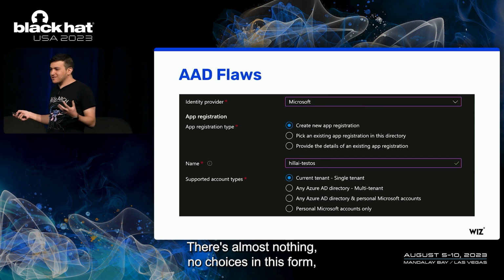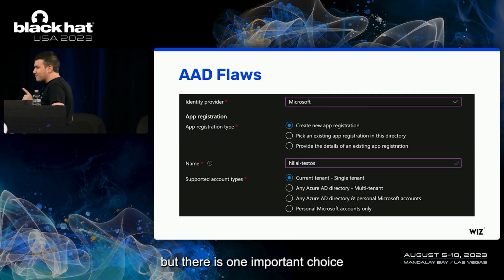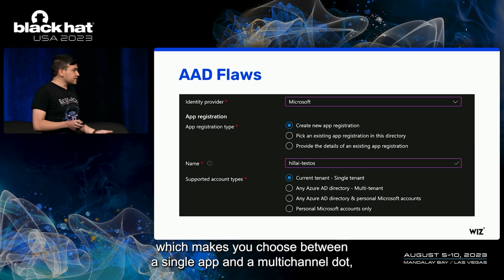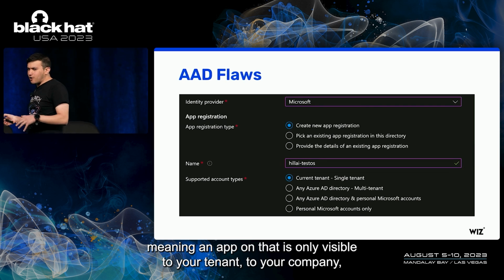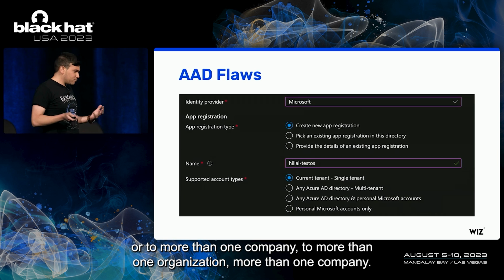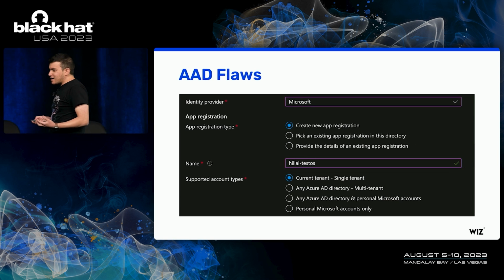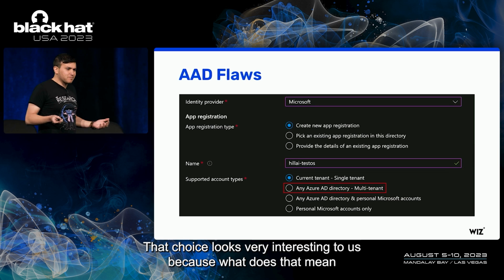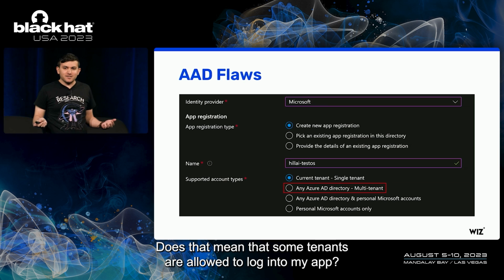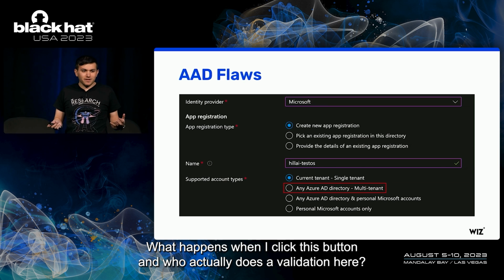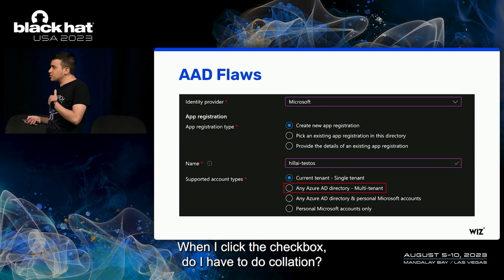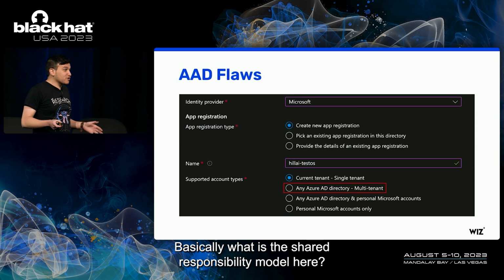There's almost nothing, no choices in this form, but there is one important choice that you have to make, which is the checkbox at the bottom of the screen, which makes you choose between a single-tenant app and a multi-tenant app, meaning an app that is only visible to your tenant, to your company, or to more than one organization, more than one company. That choice looked very interesting to us, because what does it mean to be a multi-tenant app? Does that mean that any tenant can log into my app? Does that mean that some tenants are allowed to log into my app? What happens when I click this button? And who actually does the validation here when I click this checkbox? Do I have to do the validation? Does Azure do it for me? Basically, what is the shared responsibility model here?